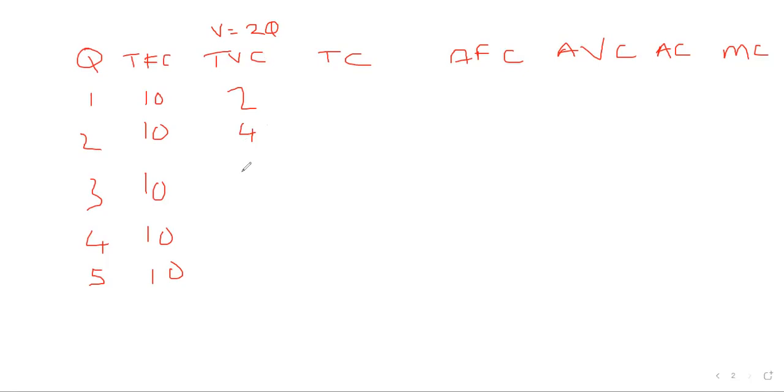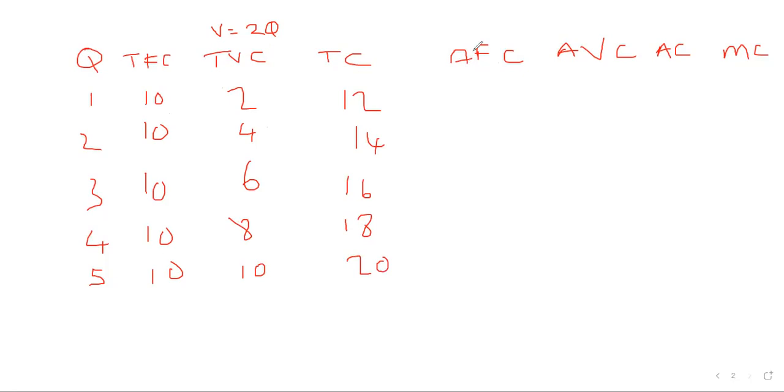Here, we're going to put a 3. We're going to have 6. Here, we're going to put 4. We're going to have 8. Here, we're going to put 5. We're going to have a 10. And the total costs will now be, when you add the fixed cost plus the variable cost, here we have 12, 14, here we have what, 16, here we have what, 18, and here we have 20. That is how we find that.